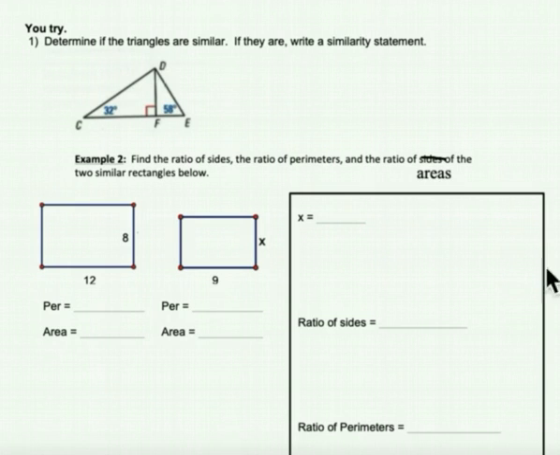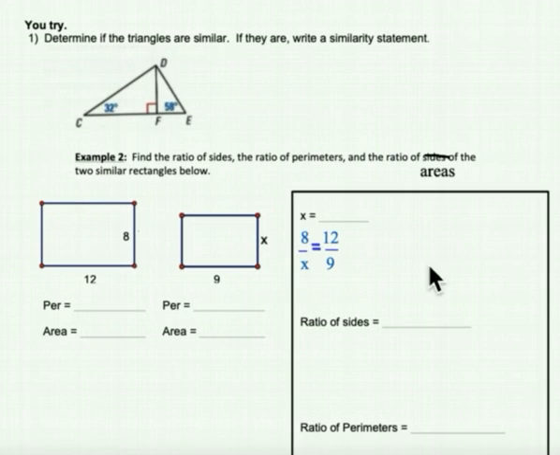For example 2, we're going to find the ratio of the side lengths of these two rectangles, and we're going to find the ratio of perimeters, and we're going to find the ratio of the areas. This was a typo. You can cross that off. So let's go ahead and do that.